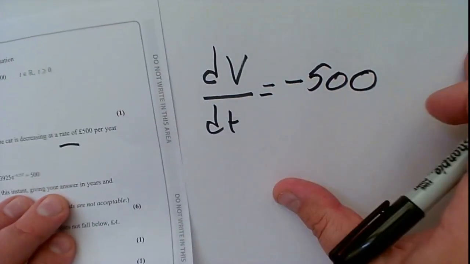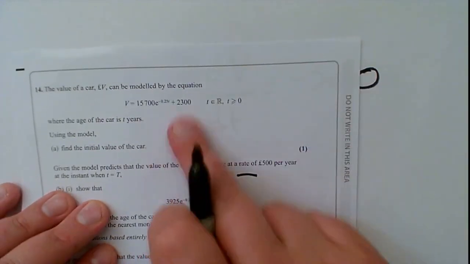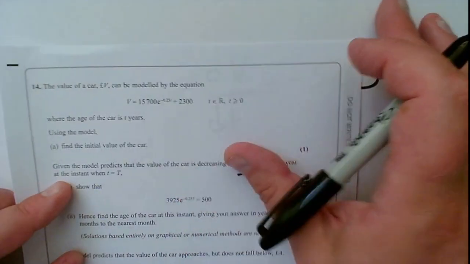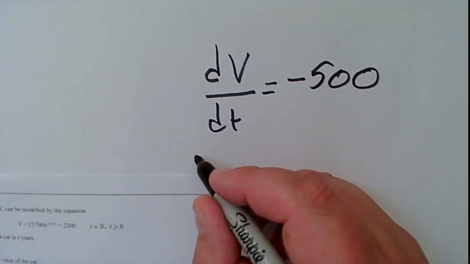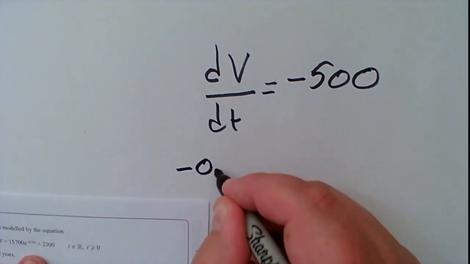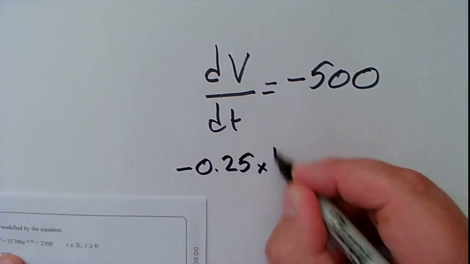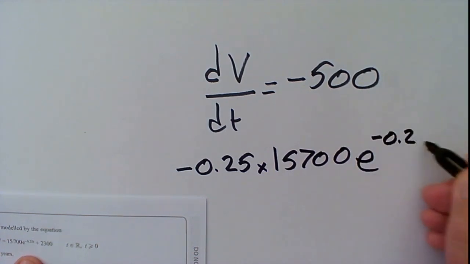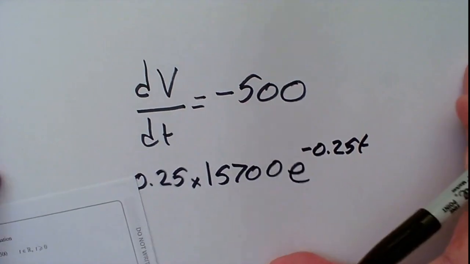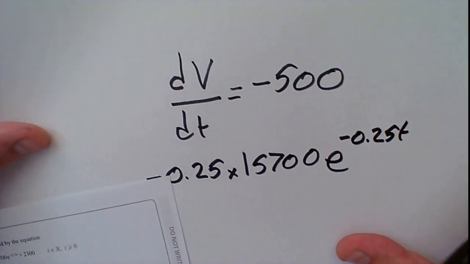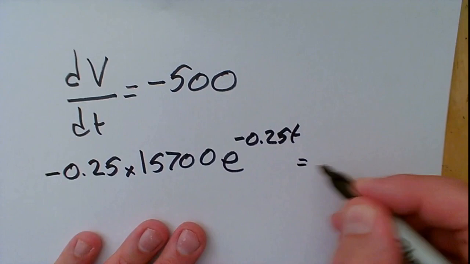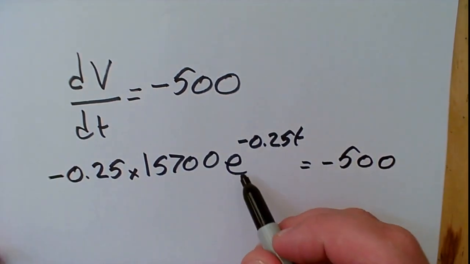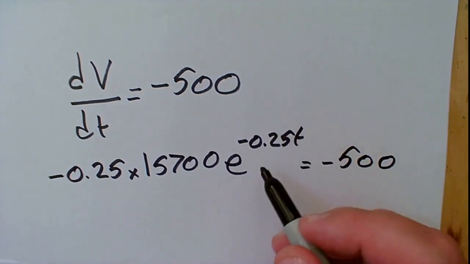As soon as you've got that bit, then you're into some differentiation. We've not practiced much of this differentiation of e to the power something. It's actually incredibly easy when you come to do it. It was minus 0.25 times 15700 e to the minus 0.25t, is equal to minus 500. All right, and you carry on from there. So differentiating e to the x or e to the t or whatever is very straightforward.